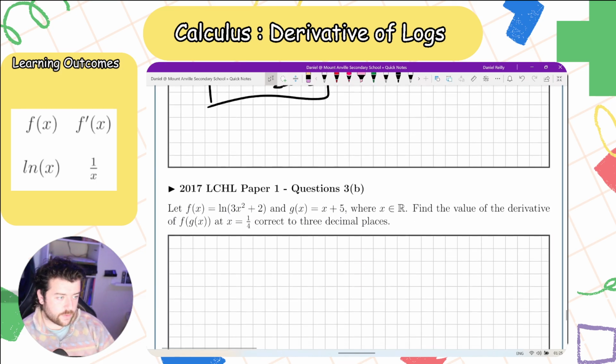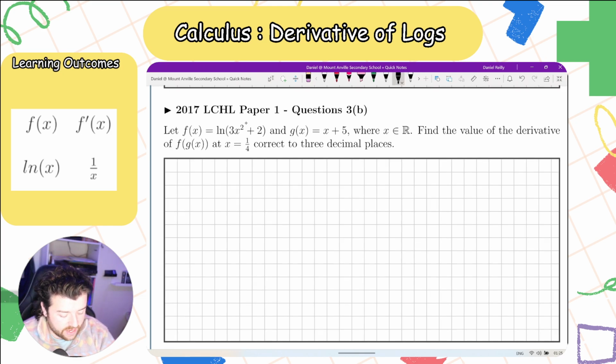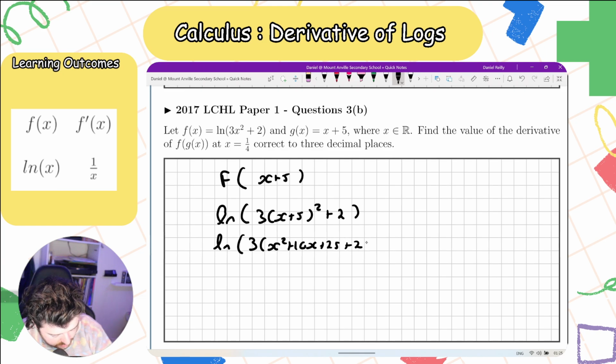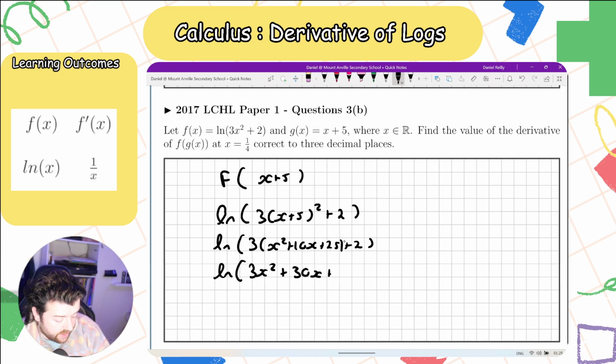Right, next one. I have f of x equals ln 3x squared and g of x equals x plus 5. Find the derivative of f of g of x, correct to 3 decimal places. So f of g of x is ln of 3 times x plus 5 squared plus 2, which is ln of 3x squared plus 30x plus 75 plus 2, and 75 plus 2 is 77. So that is going to be the function to differentiate.